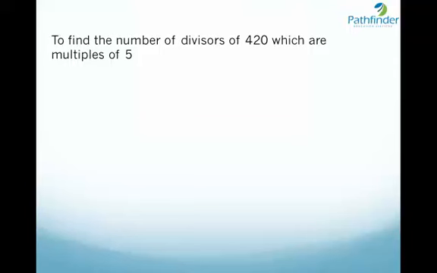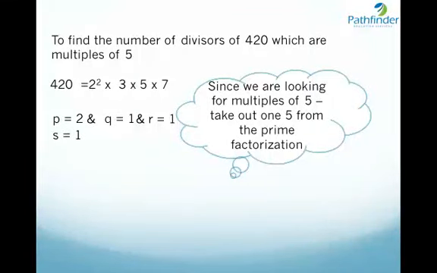Now how to find the number of divisors of 420, which are multiples of 5? Again, the first step is always prime factorize. So we have 420 is equal to 2 square into 3 into 5 into 7. This is the prime factorization of 420, which is always our first step. So here we have the power of 2, p, is equal to 2. The power of 3, that is q, is equal to 1. The power of 5, that is r, is equal to 1 again. And the power of 7, that is s, is also equal to 1.